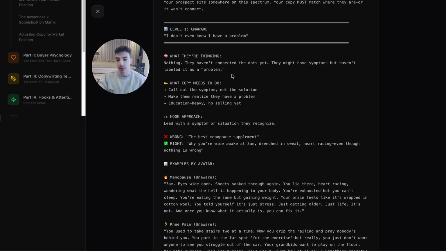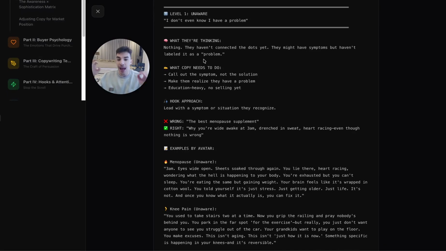Level 1, unaware: I don't even know I have a problem. What are they thinking? Nothing. They haven't connected the dots yet. They may have symptoms, but haven't labeled it as a problem. What copy do you need to do? Call out the symptoms, not the solution. Make them realize they have a problem. Educate them heavily, not selling yet.